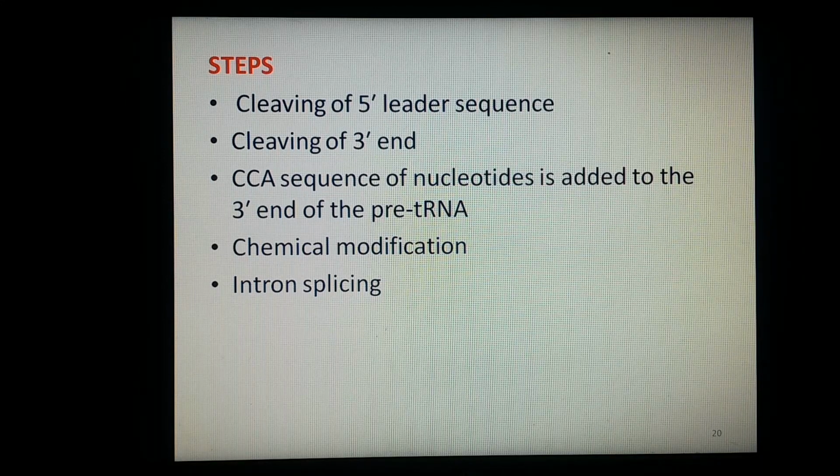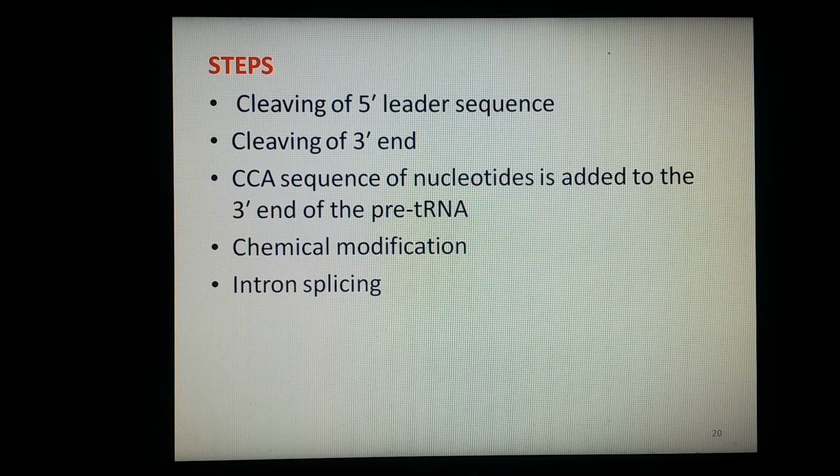We have discussed before, in messenger RNA, that intron splicing is necessary. So here too, these introns have to be spliced out. Introns are rare in bacterial pre-transfer RNA, but they do occur occasionally and they are spliced out. After processing, the mature transfer RNA is ready to have its cognate amino acid attached.